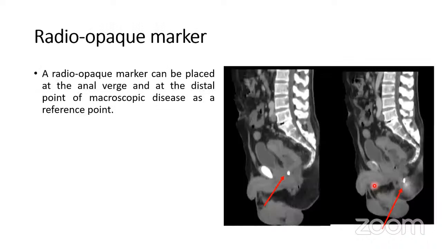Next is the radio opaque marker. This is very, very important for radiotherapy planning because it helps us in delineation and defining the volume very easily, especially when MRI is not available. So always keep the habit of keeping a radio opaque marker at the anal verge, and one at the distal end of the growth if it is palpable through digital rectal examination. This will serve as a reference point while defining the target volume.